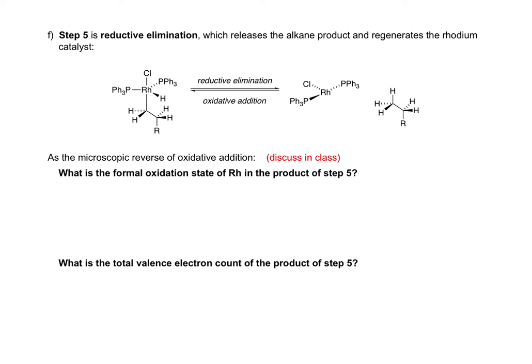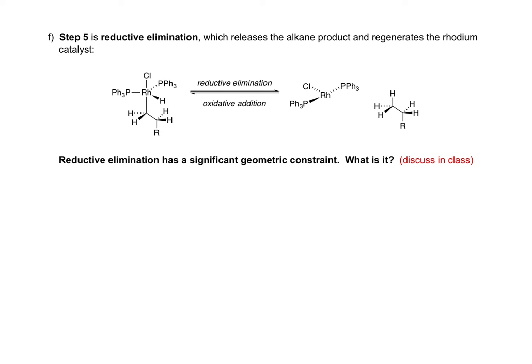In class, we'll review the formal oxidation state of rhodium and the total valence electron count. The worksheet concludes with a question. Reductive elimination has a significant geometric constraint, and we'll discuss what that is in the class meeting.